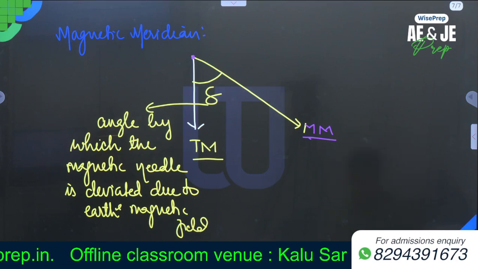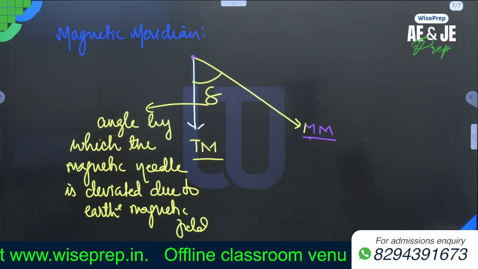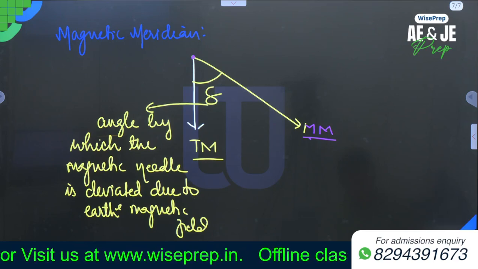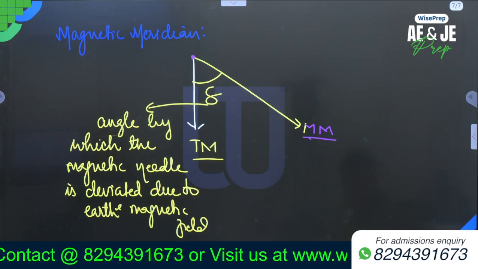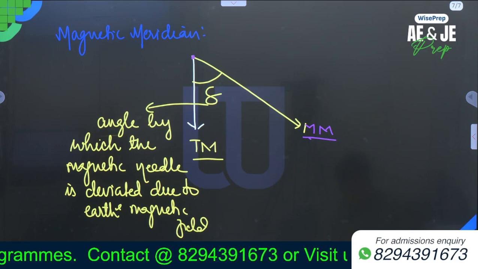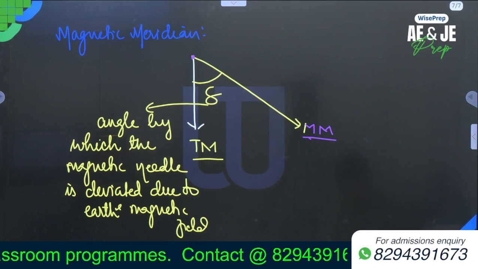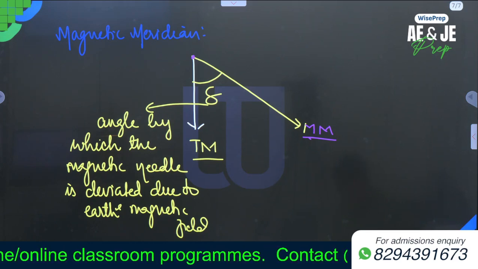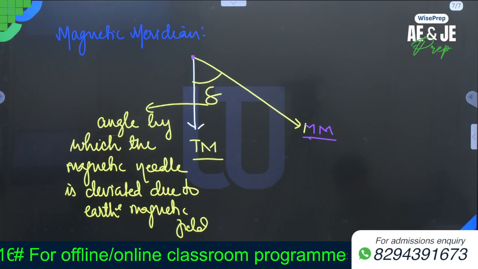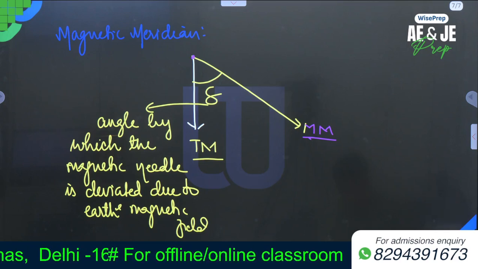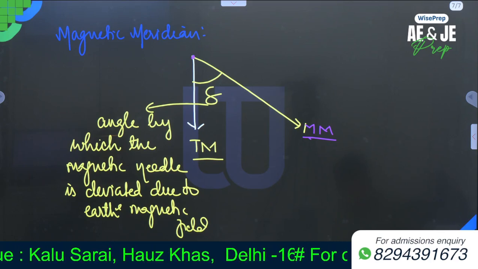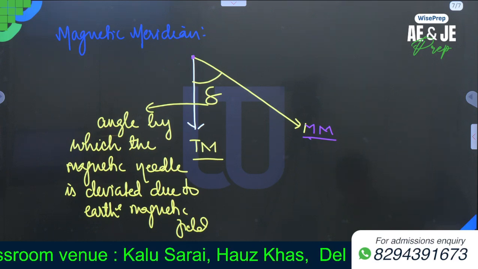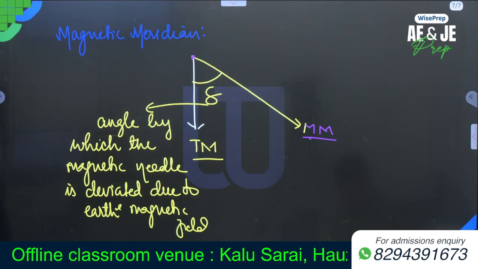So write down: the bearings measured with respect to the magnetic meridian are called magnetic bearings.